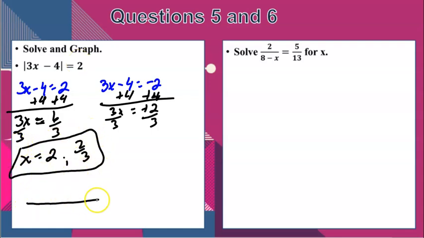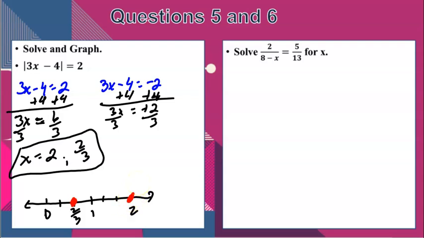Now on a number line, to graph it, let's just say this will be 0, and let's count by thirds. So this will be 1/3, 2/3, 1, 1 and 1/3, 1 and 2/3, 2. So this is 1 here. I'm just going to have a point at 2/3 because x can equal 2/3, and a point at 2.